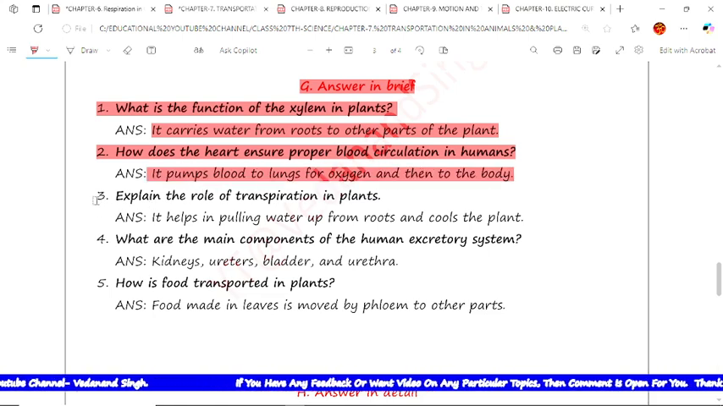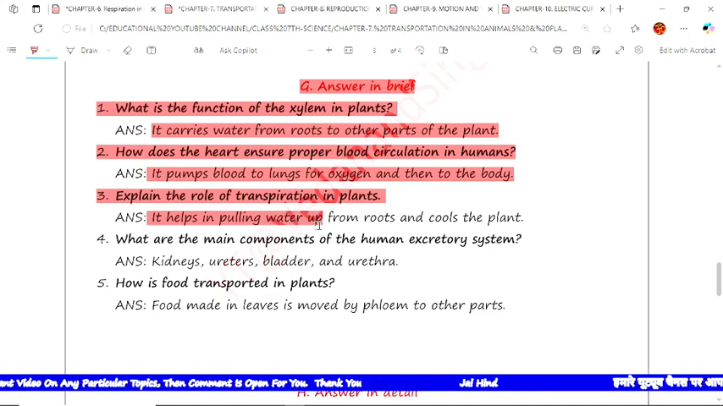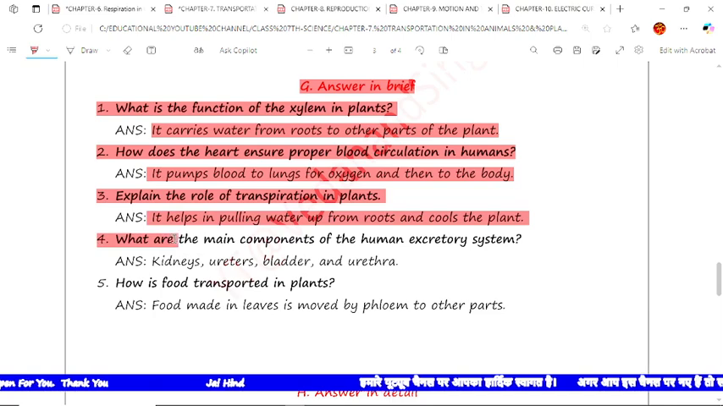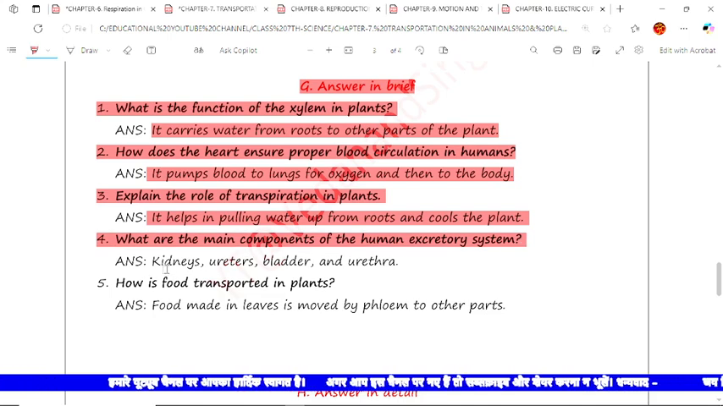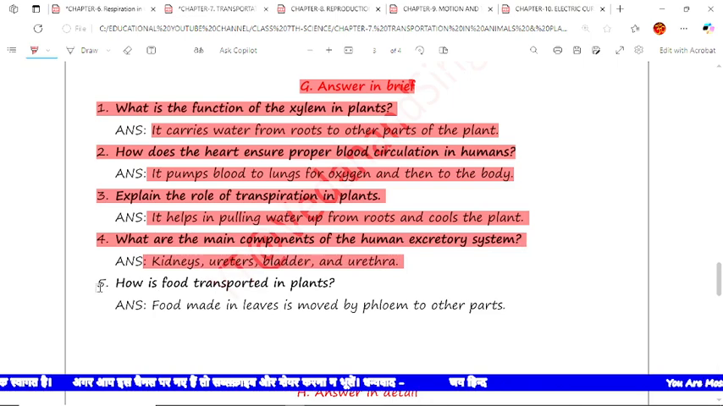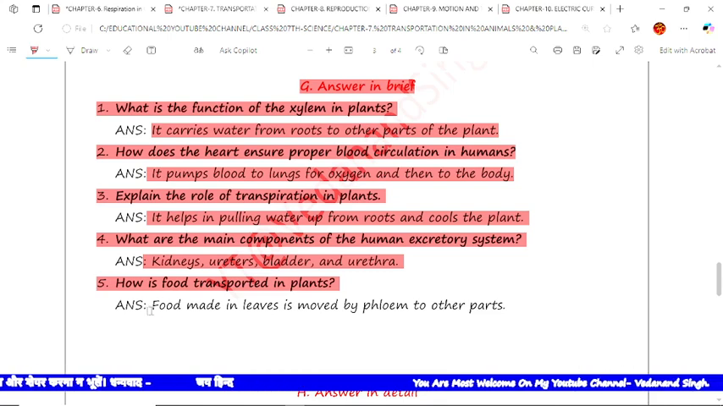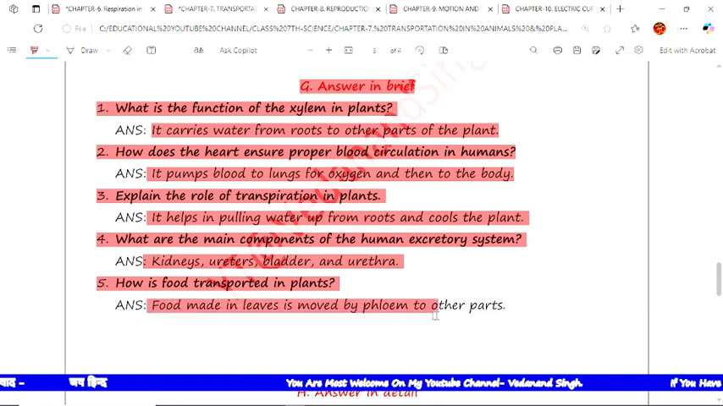The next question is explain the role of transpiration in plant. The answer is it helps in pulling water up from the roots and cools the plant. The next question is what are the main components of human excretory system? The main components are kidney, uterus, bladders and urethra. The next question is how is food transported in plants? The answer of the question is food made in leaves is moved by the phloem to other parts.